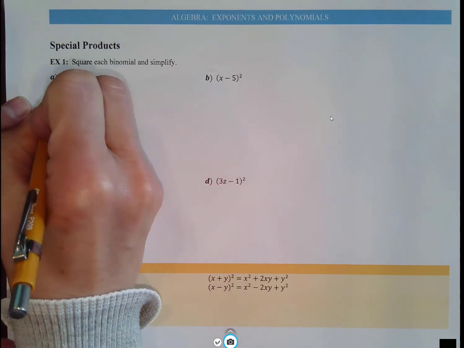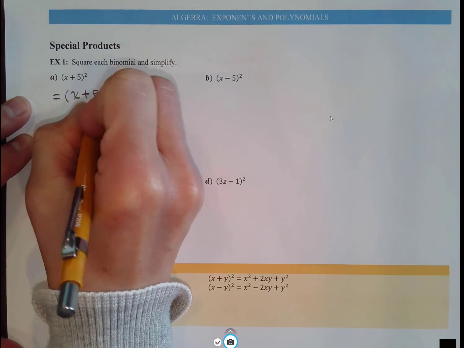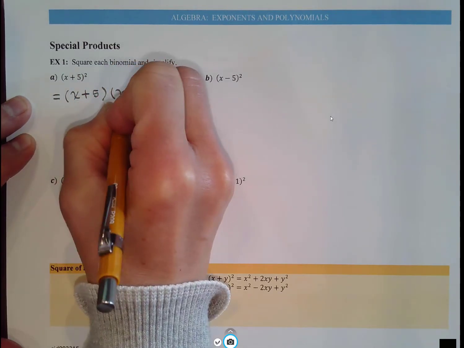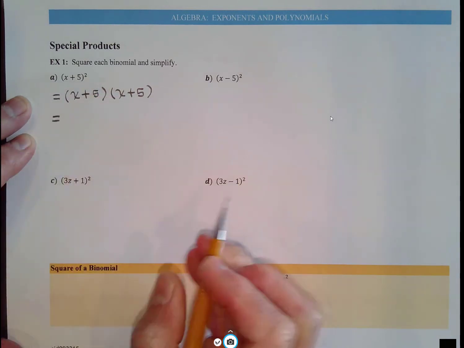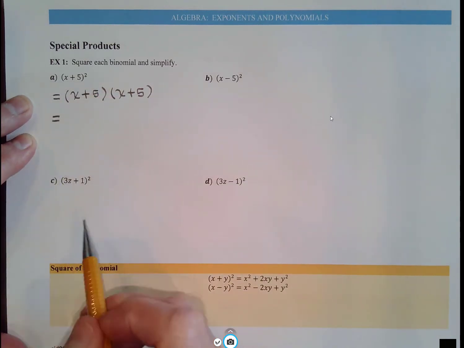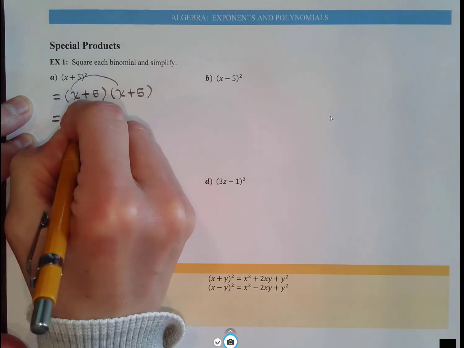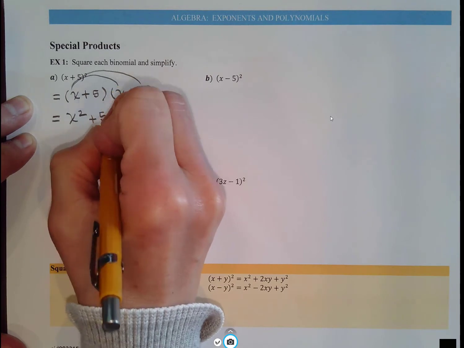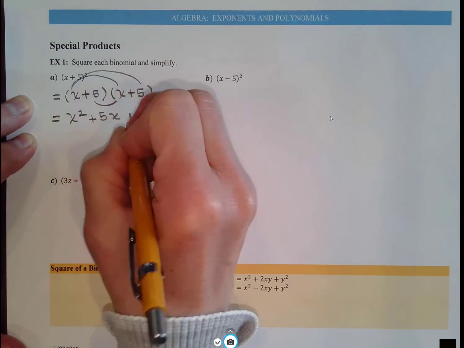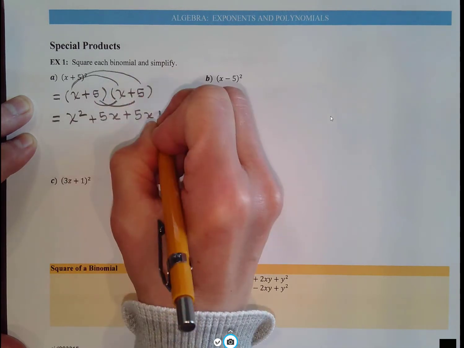In part A, we've got x plus 5, quantity squared. Now remember that this tells us to multiply x plus 5 times itself, okay? And you might say we're going to use the FOIL method to do this. X times x is x squared. Outer product plus 5x. Inner product plus 5x. And last product plus 25.